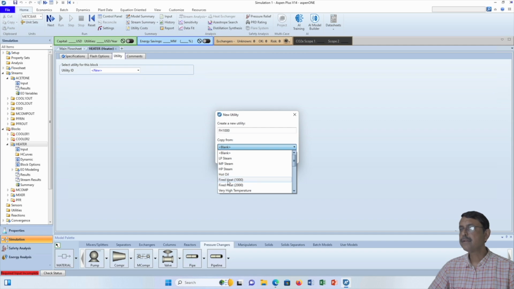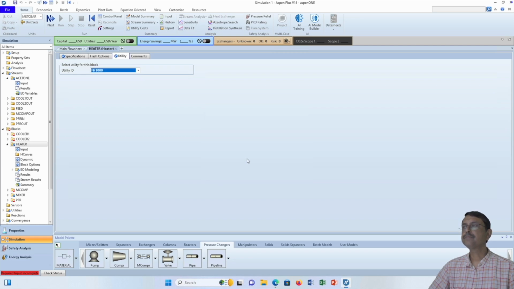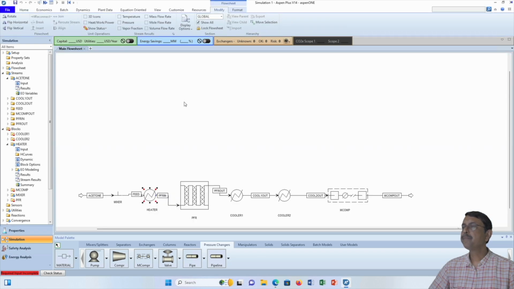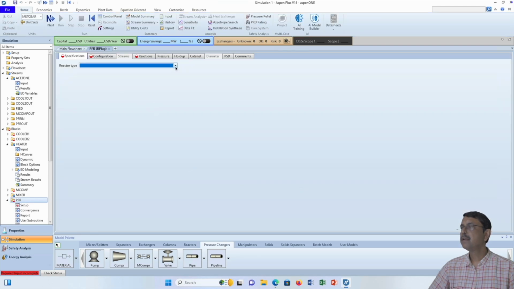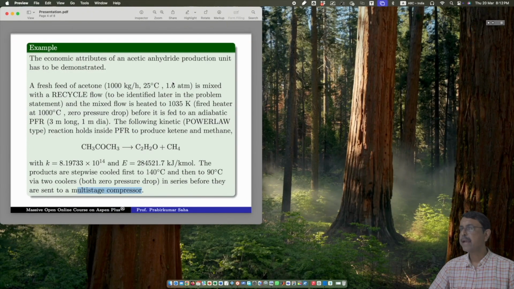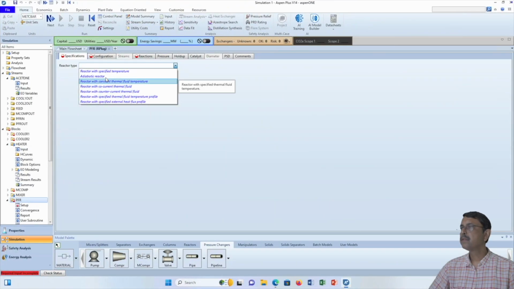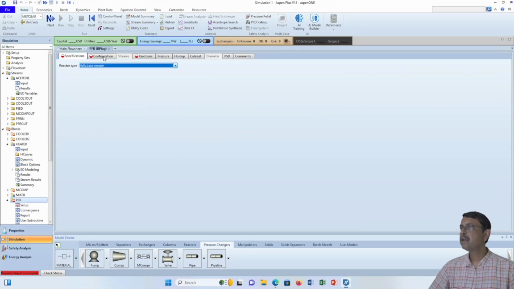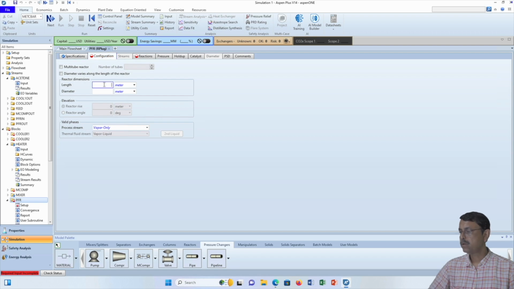And this is the fired heater. The fired heater inlet temperature is 1000 degrees centigrade. So this is exactly what we were looking for, right? Then let us go to the PFR specification. In the PFR, the reactor type is, I think, adiabatic reactor. Yes, it is fed to an adiabatic PFR, 3 meter long, 1 meter dia. So it is an adiabatic reactor, 3 meter long and 1 meter dia.